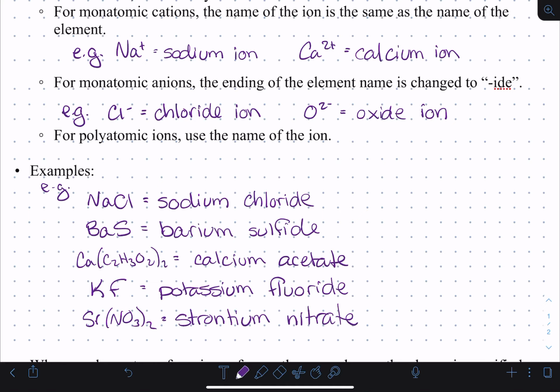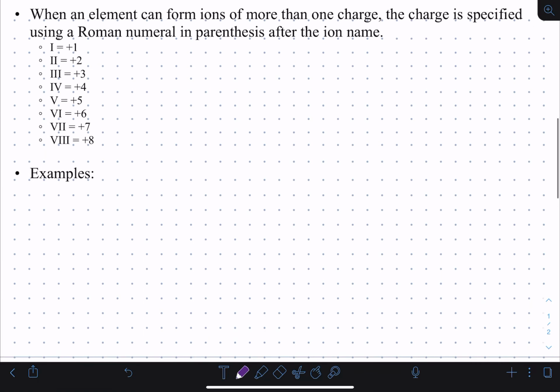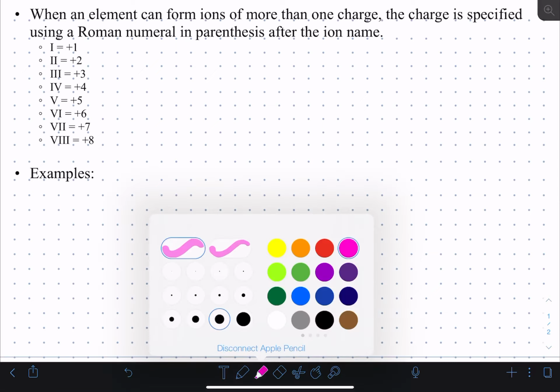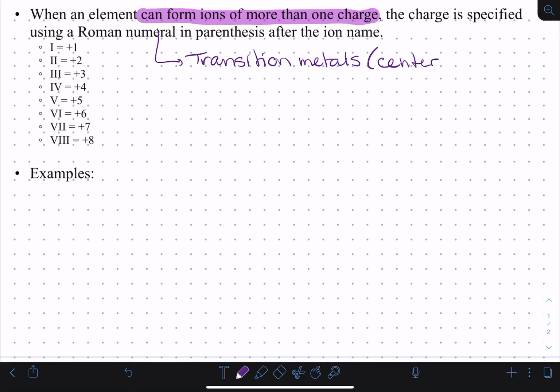So the only time things get a little bit weird is when you have an element that can form more than one possible charge. We said yesterday that this applied to that whole region in the middle, what we call the transition metals. That's the center chunk of the periodic table, the center section.